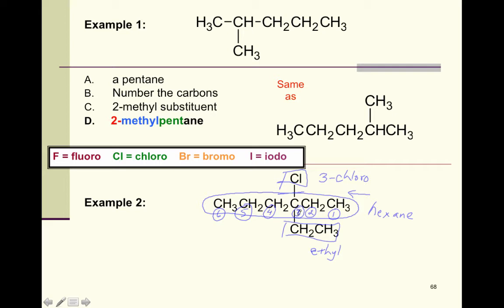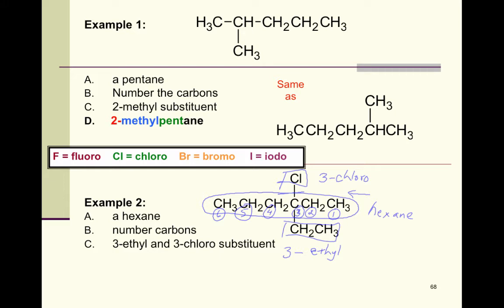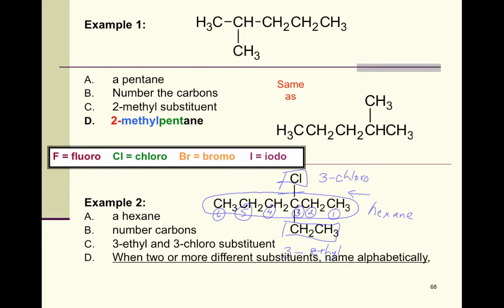My ethyl also lives on the same spot. I still have to tell the reader in the name exactly where it lives, even though it might be the same as the other. So it lives on a 3. So this is a 3-ethyl group. So I have a hexane, and I have a 3-chloro and a 3-ethyl. How do you put all these together? Well, let's take a look. I have a hexane. You number the carbons. And I have a 3-ethyl and a 3-chloro substituent. Okay, that's where we're at. We already know that. So how do I handle it when you have 2 different substituents?